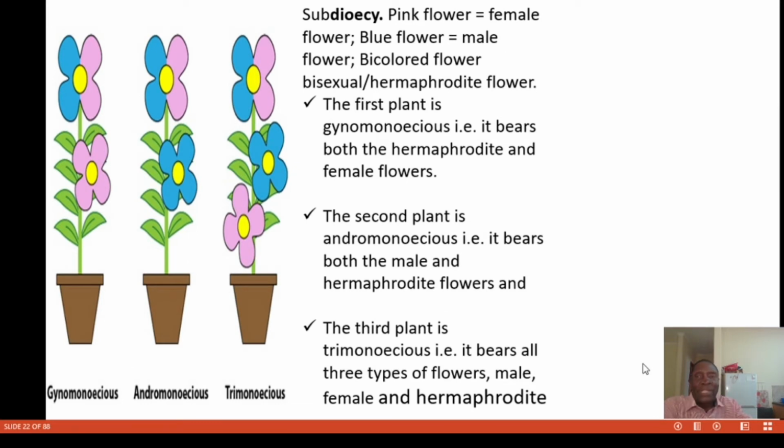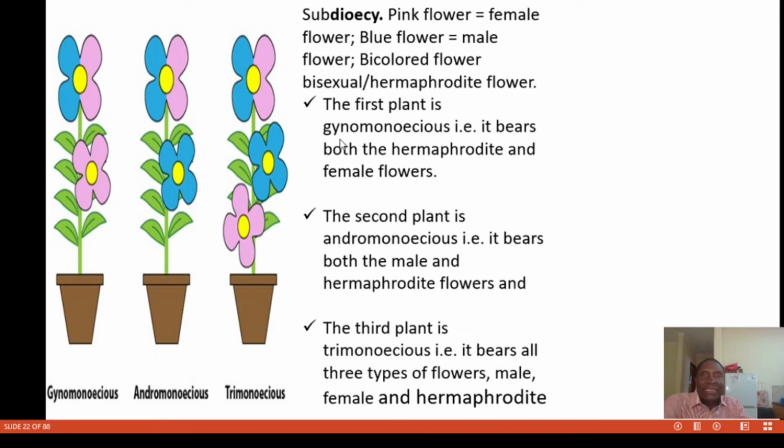Now we get even into more complications with regard to the morphologies of the positioning of the reproductive structures. Here we have the subdioecy, where you can see that the pink flower is female, blue flower is male. Bicolored flower, bisexual, hermaphrodite flower.